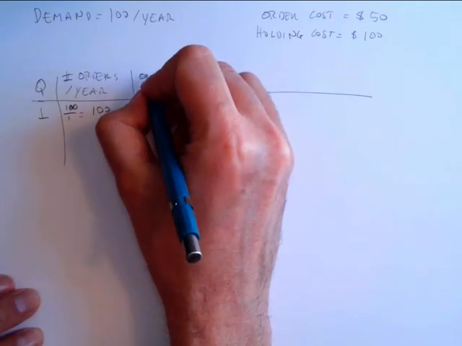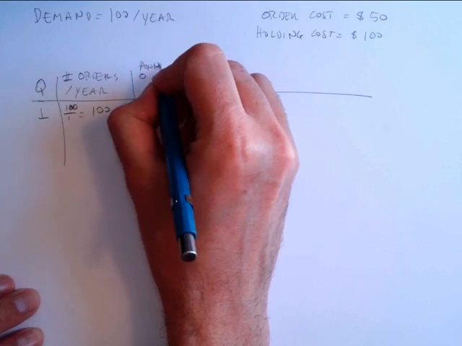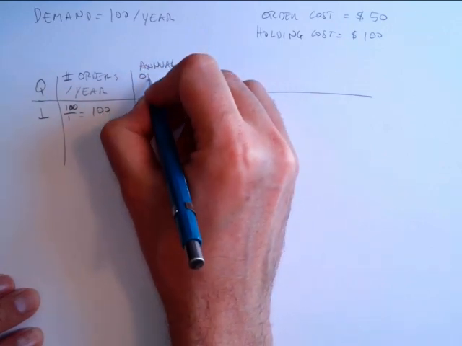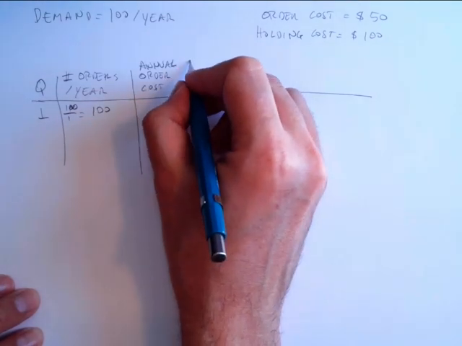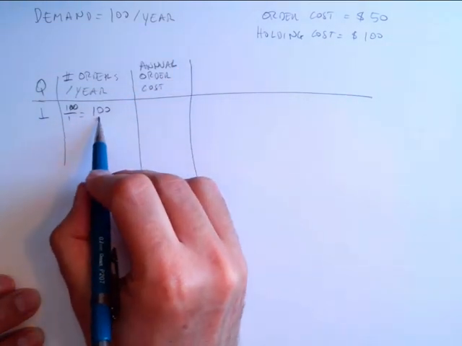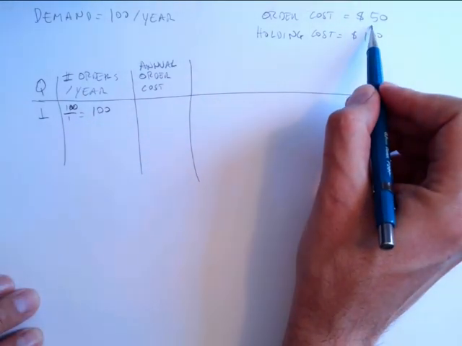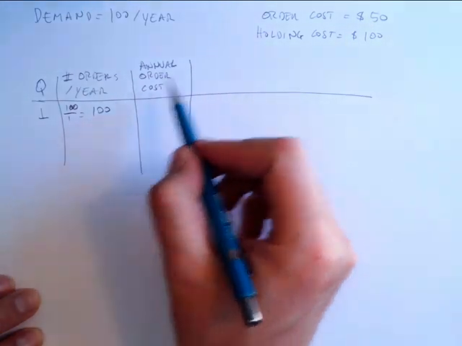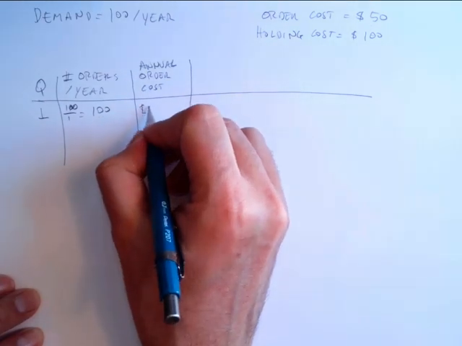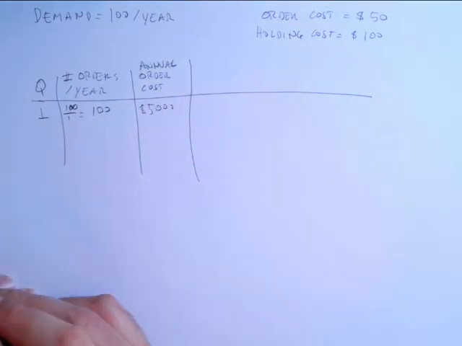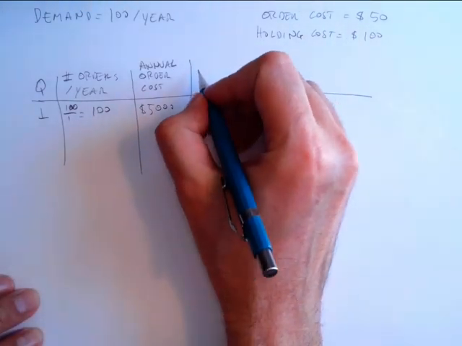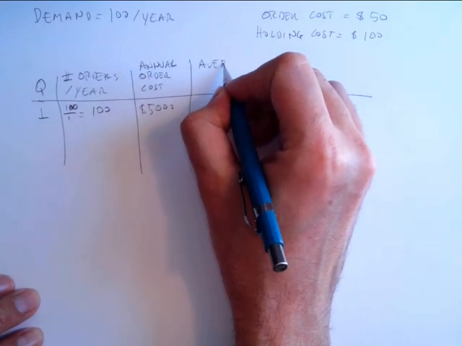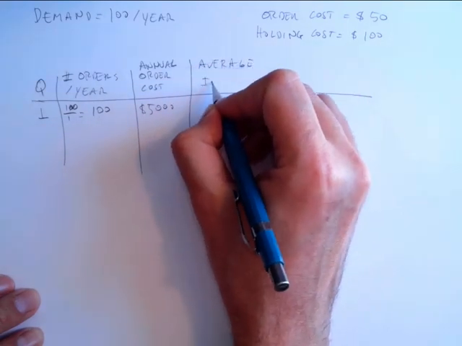What is going to be my annual order cost? I know that I'm going to buy 100 times, and I know that my order cost is $50. So 100 times $50 is going to be $5,000. I'm going to spend $5,000 per year just ordering this item. What's going to be the average inventory?